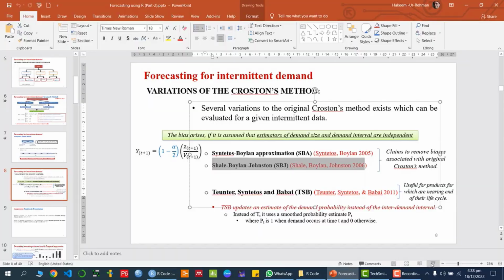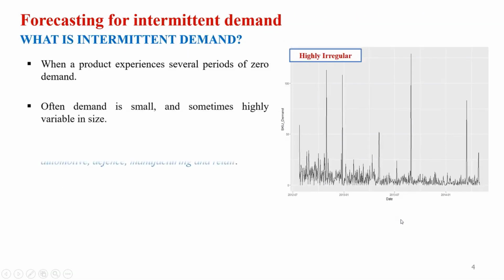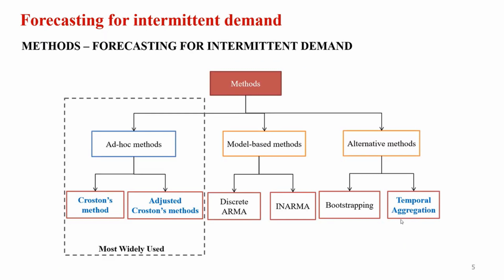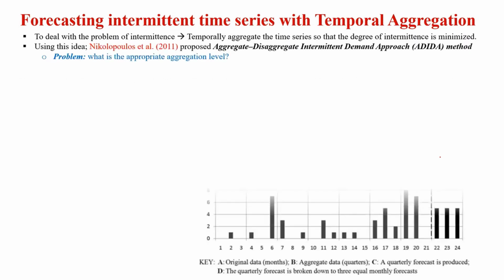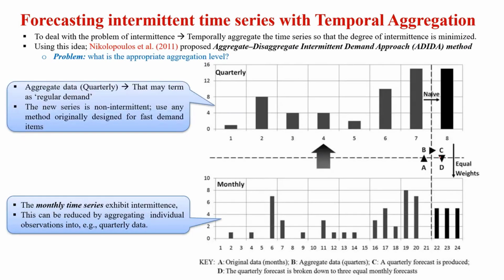I hope you got the idea regarding these methods, which are widely used to predict intermittent demand and are basically ad hoc methods. Let me discuss some alternative methods, the temporal aggregation methods. The first one I'm going to talk about was proposed in 2011, called the aggregate-disaggregate intermittent demand approach. Let's say the actual demand is this one, a monthly demand. In month 1 we do not have any demand, in month 2 we have a certain demand value, in month 3 we do not have any demand, in month 4 we have certain values, and so on.